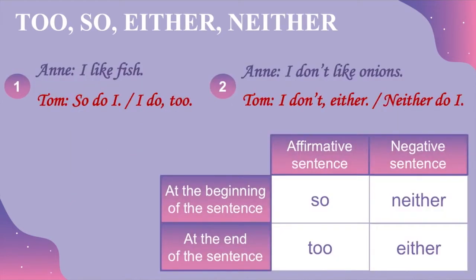So, from the two examples here, you can see that with affirmative sentences, we use so or too to express your agreement. But with negative sentences, you have to use neither or either.